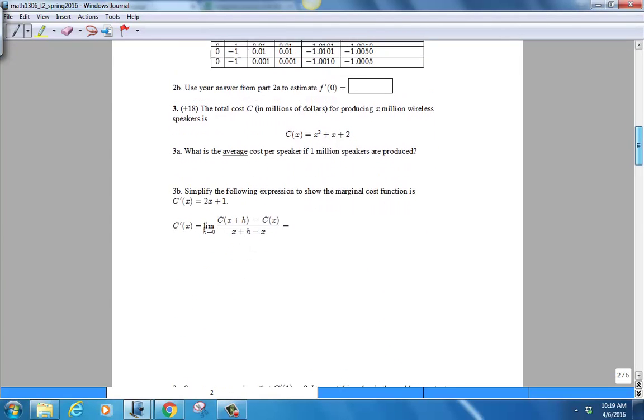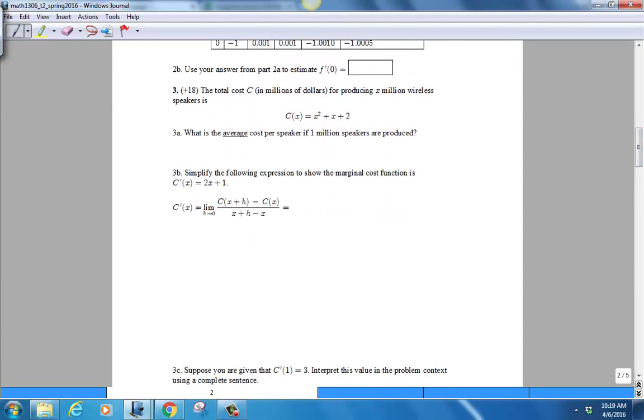Okay, let's skip down to problem number 3. I'm only going to do the first part of this one, because this one was missed a lot.